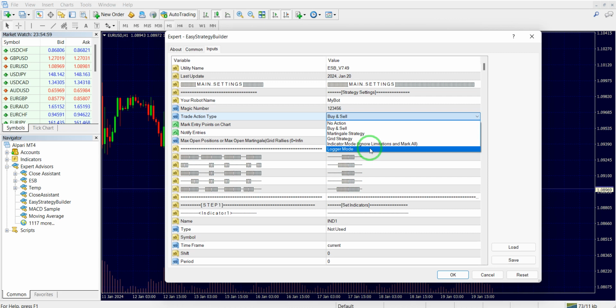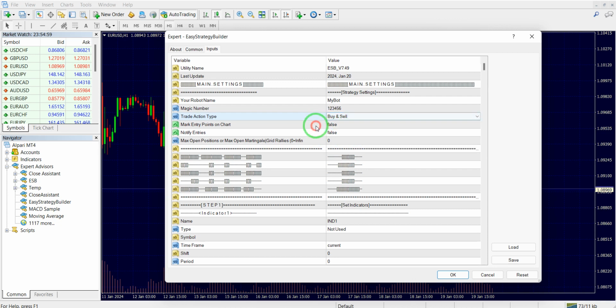This is good when you want to log the indicator values. Let's say you want to see the indicator values for last week or last month, or what happened yesterday or today, you can see them there. In indicator mode, it just marks the input and output on the chart and doesn't do any trades. But for these three, buy and sell, martingale and grid, the Easiest Strategy Builder does trades.